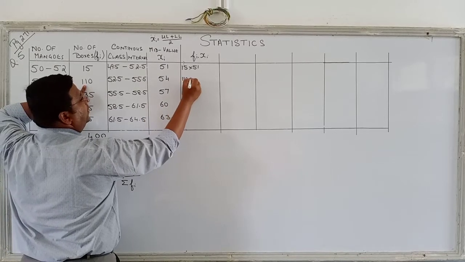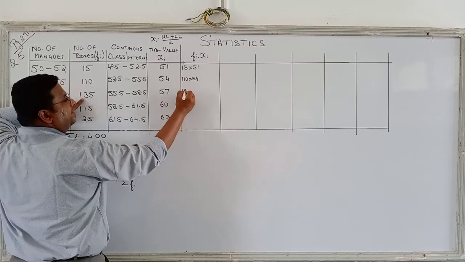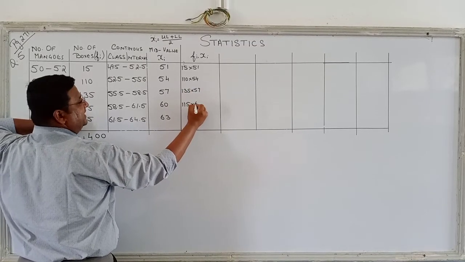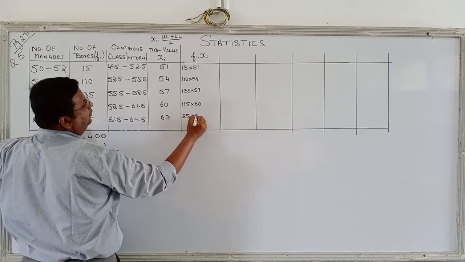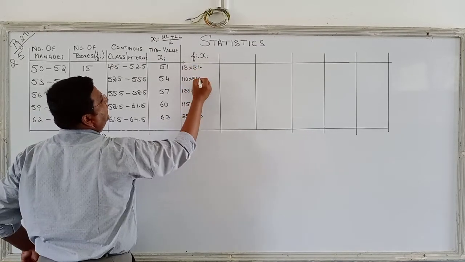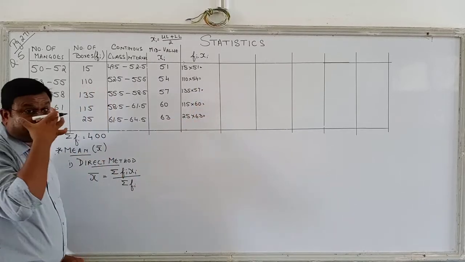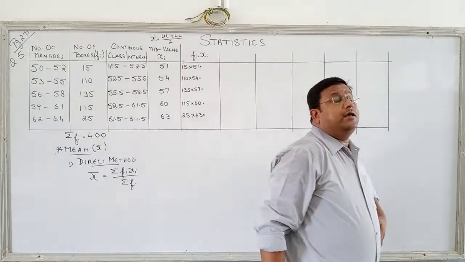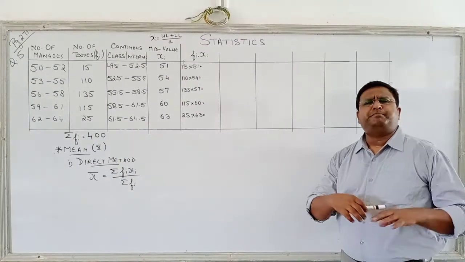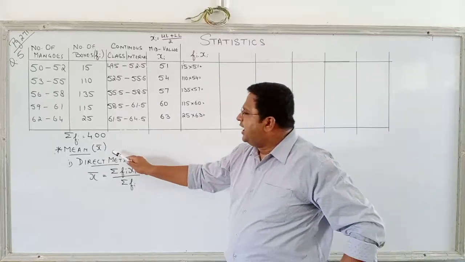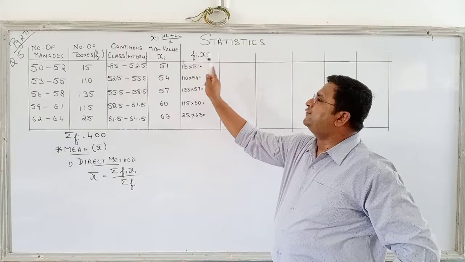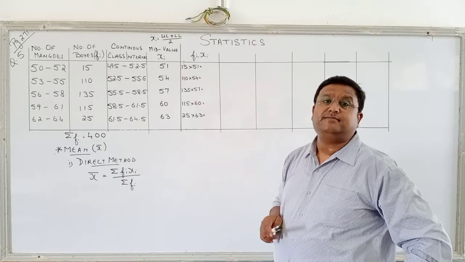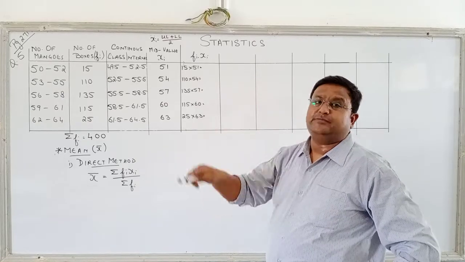Fi 110 into 54, 135 into 57, 115 into 60 and 25 into 63. Fi into xi. I hope we can do the multiplication. Isn't it? See, statistics, why I am saying is a scoring unit, because it has nothing to do with big formulae or big calculation. Straightforward formula is there and you just have to multiply. Yes, you have to multiply it correctly, otherwise it becomes difficult. One multiplication mistake, everything goes wrong.